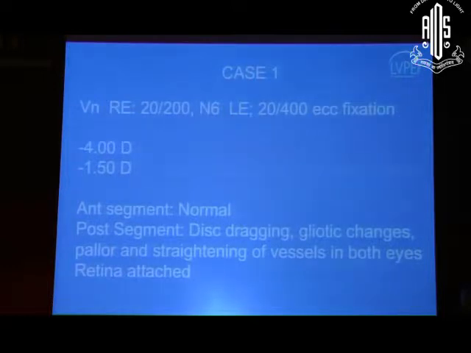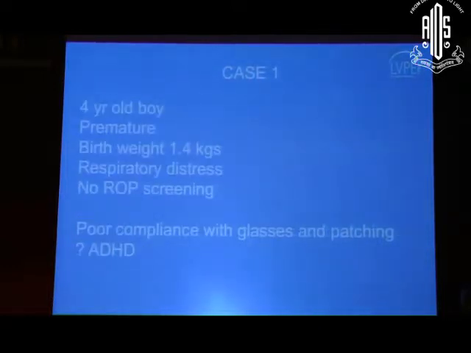Just 1 second, Ramesh. Yes. Go back one slide. Yes. Now, how many of you asked for history of prematurity in a child which walks into the field? Excellent. All of you should know that.